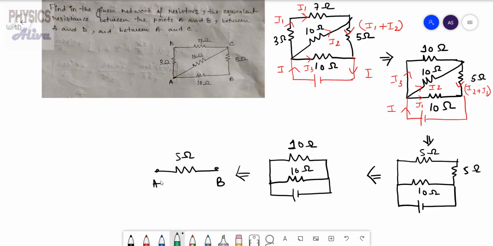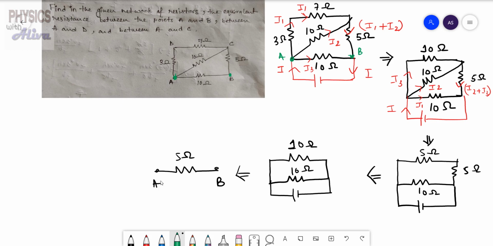Here you can see a circuit is given. In the given network of resistors, find the equivalent resistance between the points A and B. At first we will find the equivalent resistance across the points A and B. Now I am connecting a battery across A and B, and we are drawing the current distribution. I current is coming from the battery, I1 is flowing through this branch, I2 is flowing through this branch, and I3 is flowing through this branch.